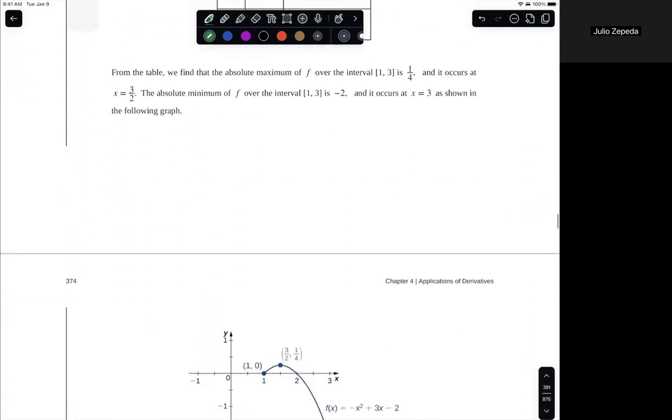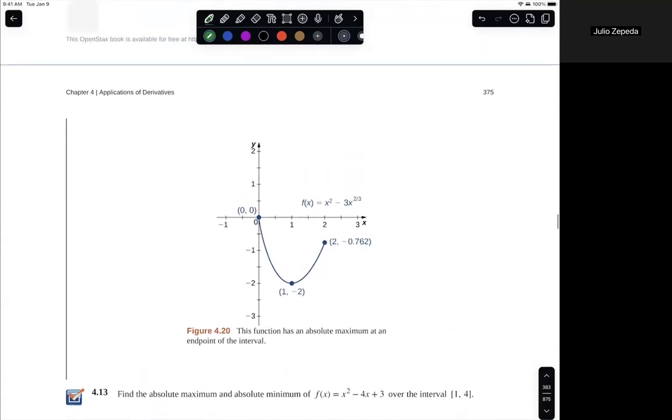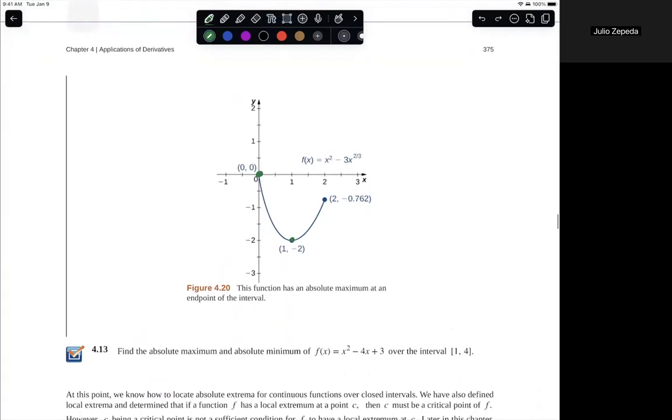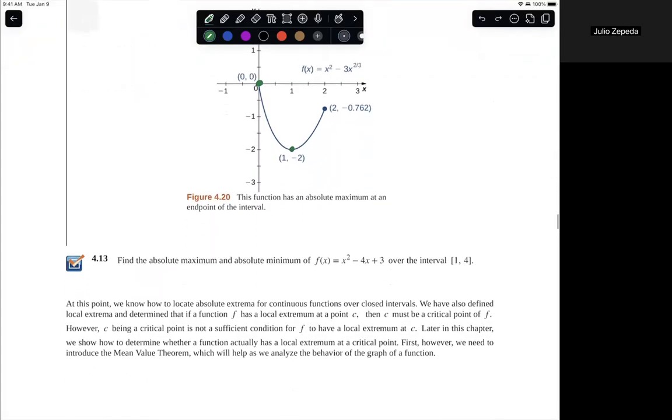All right, let's double check our answer over here. Hopefully they have a graph. There's our graph. The absolute maximum occurs there. Nice. Absolute minimum is negative 2 at x equals 1. And this other point is just an endpoint. It's not part of the answer, but we know what the coordinates of the point are because we evaluated the function f at the endpoints. All right, cool.